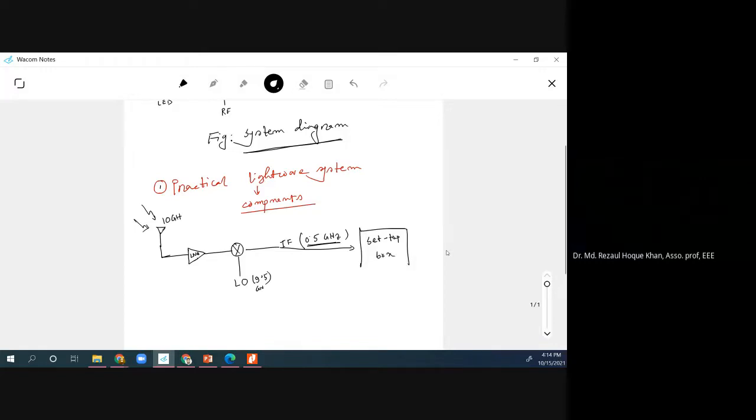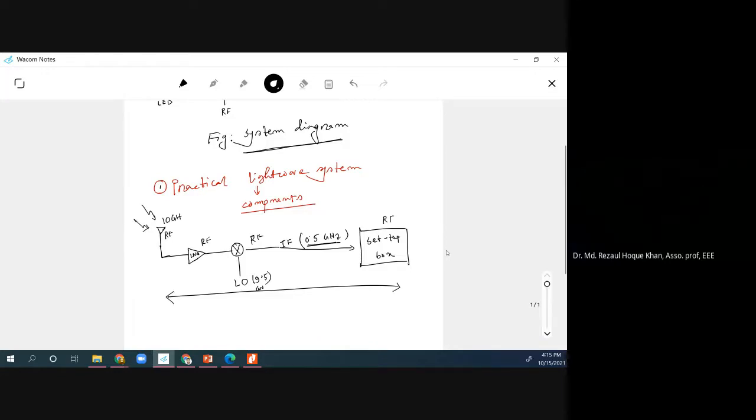So this was an RF signal. Here is also RF. Here is also RF. Here is also RF. Understand, guys, this one? Up to this is okay, right? It's RF signal.